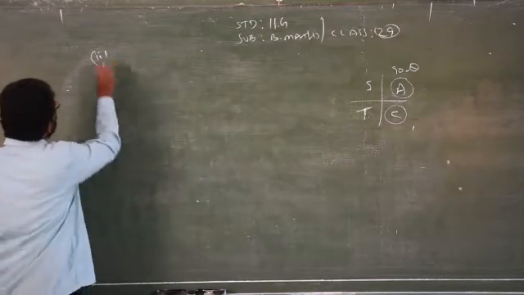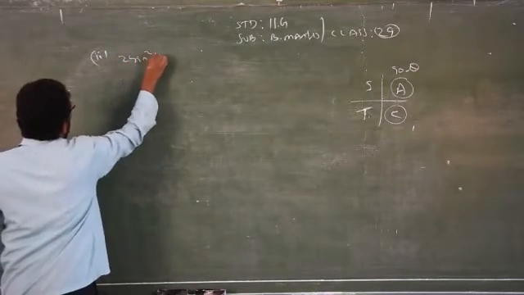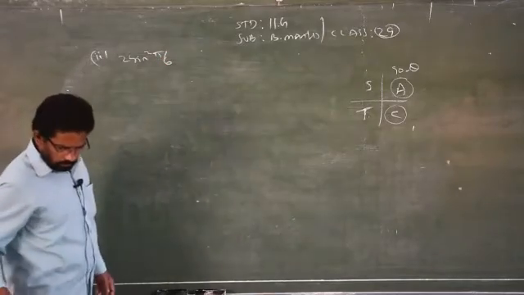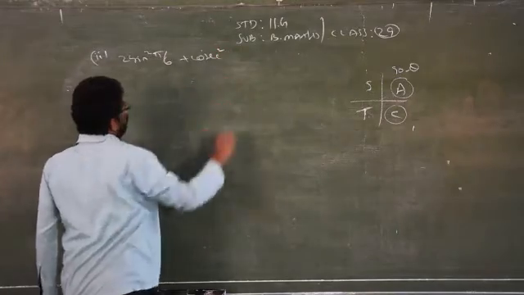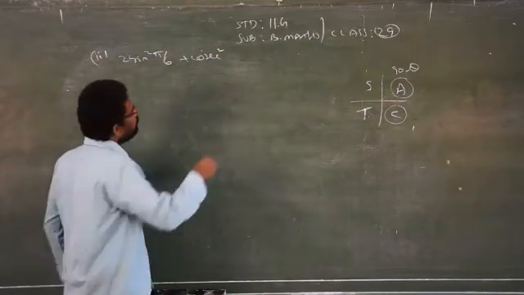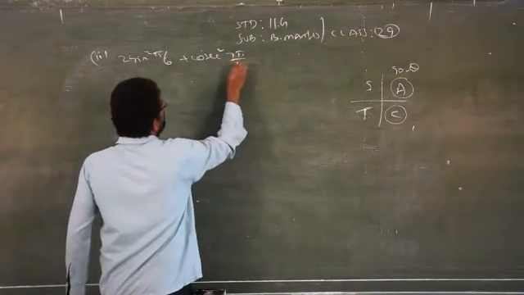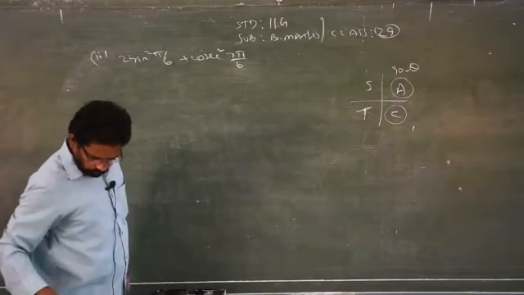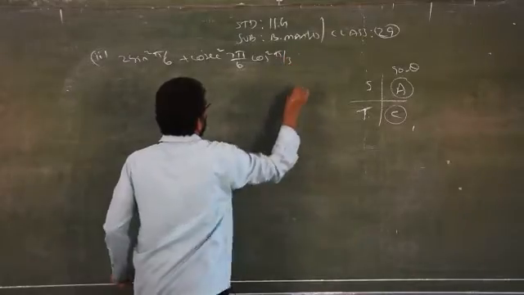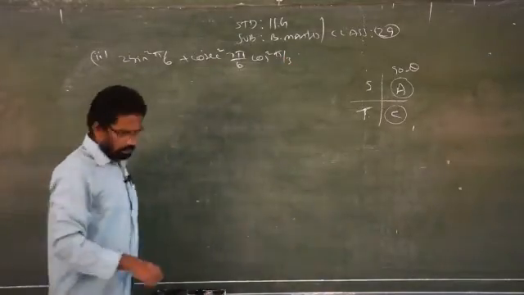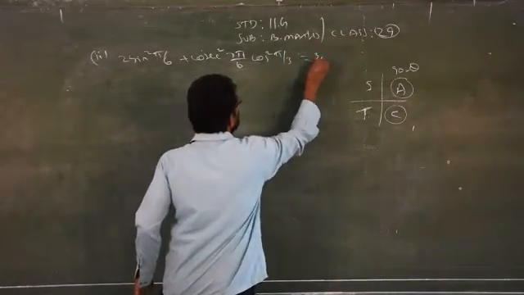Second one: 2 sine square pi by 6 plus cosecant square 7 pi by 6 minus cos square pi by 3. You are asked to prove that the answer is 3 by 2.